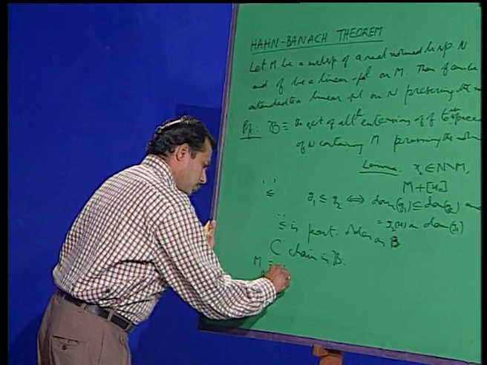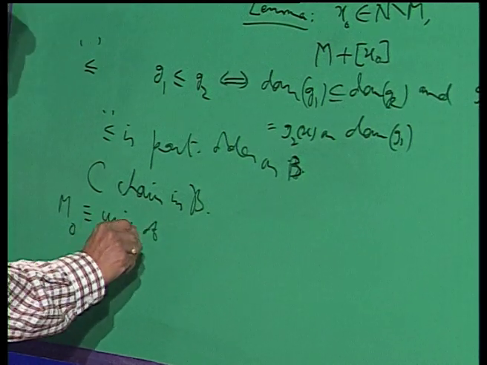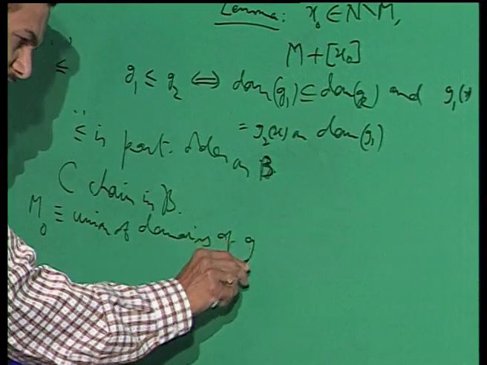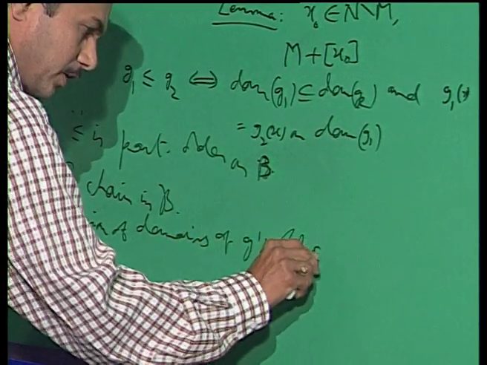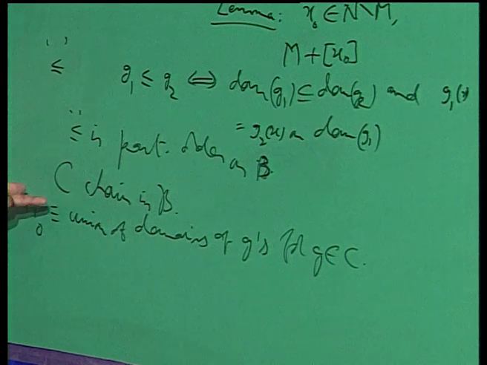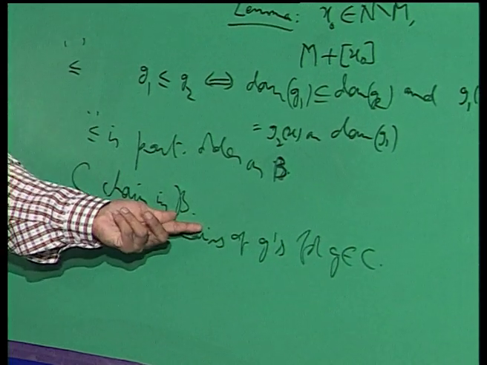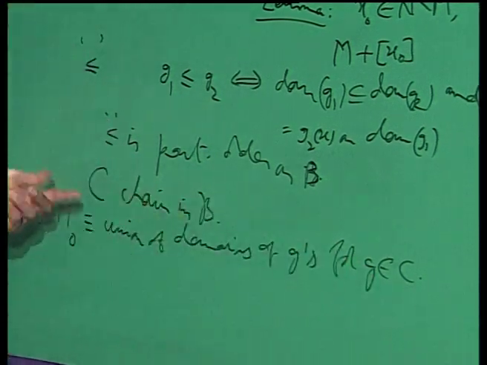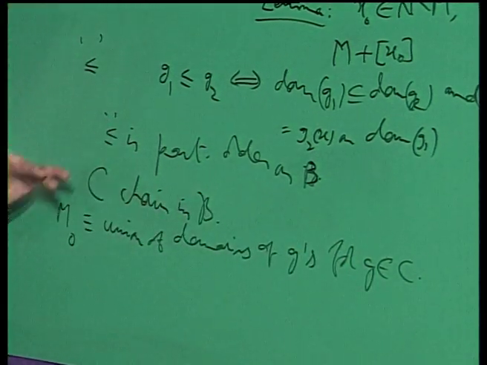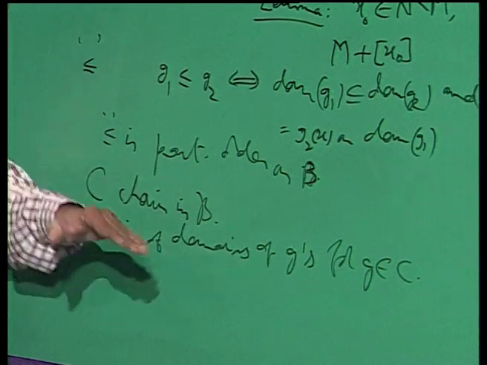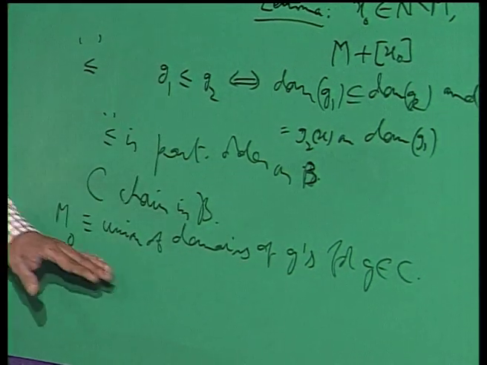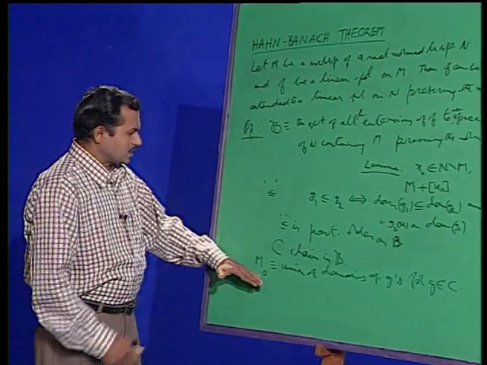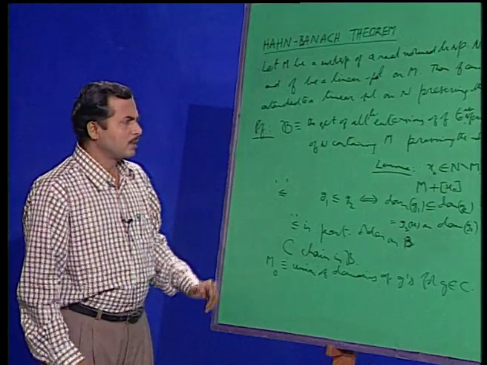M0 is the union of domains of g's for g belonging to C. So, I am taking a chain C in the partially ordered set B, and I am taking those functions g that come out of this C. I am collecting all those g's and I am collecting the domains. I am taking the union of those domains and I am defining it to be the set capital M0. Now, on this set M0, we define the function capital G.